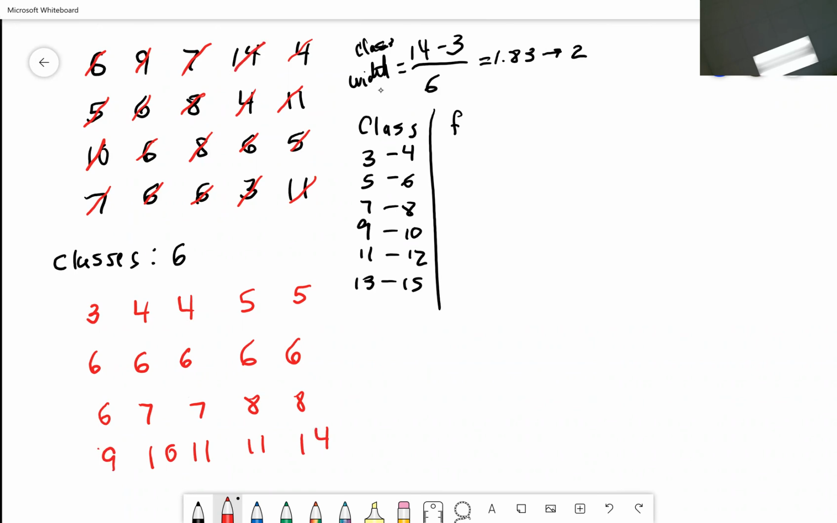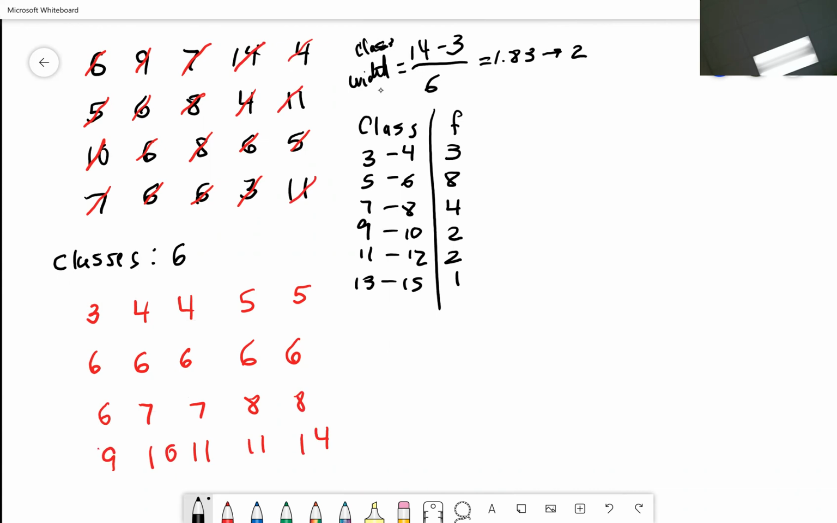So how many numbers do I have from 3 to 4? 5 to 6. 7 through 8. 9 through 10. To 11 through 12. And so this is our data. So let's quickly do a few things.